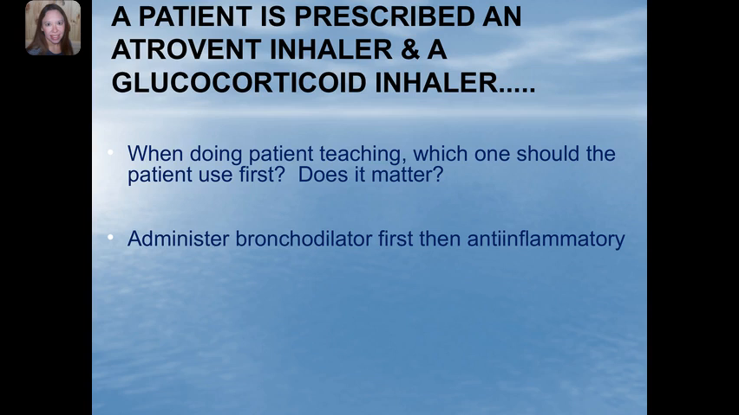They really should take the bronchodilator first in order to open up those airways. And then once those airways are open, they take the anti-inflammatory. This is going to allow more of the anti-inflammatory to get into their lungs in order to treat that inflammation, because we've opened up the airways first using that bronchodilator.